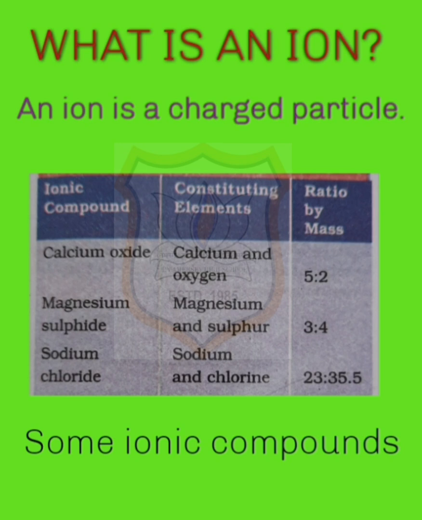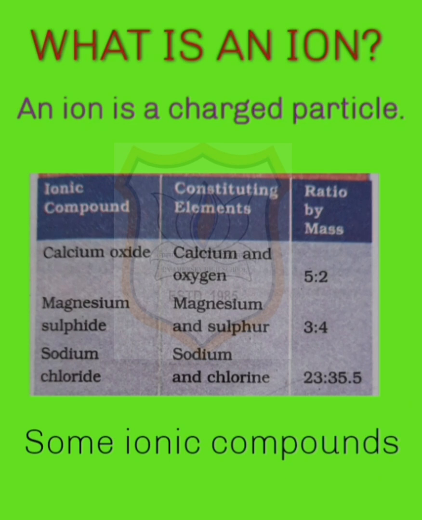Similarly, chlorine. Chlorine has atomic number 17, and we can write the configuration 2, 8, 7. Hence, chlorine is 1 electron short of completing its octet, so chlorine will take 1 electron from some other atom, and it possesses a negative charge, and hence chlorine is an anion, Cl minus. Similarly, ammonium is NH4 plus, and carbonate is CO3 minus 2.